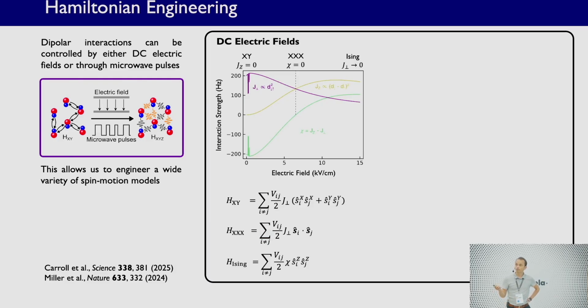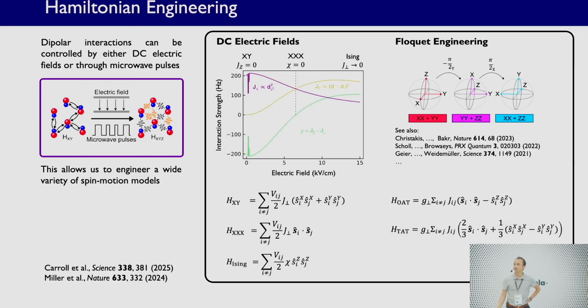We can also tune these dipole-dipole interactions using Floquet engineering. The way you should see this here is we use microwave pulses to essentially stroboscopically rotate the Bloch sphere as the system evolves. And we have a little bit more freedom then to generate effective Hamiltonians, such as a 1-axis twisting or a 2-axis twisting Hamiltonian, which can be used for spin squeezing.